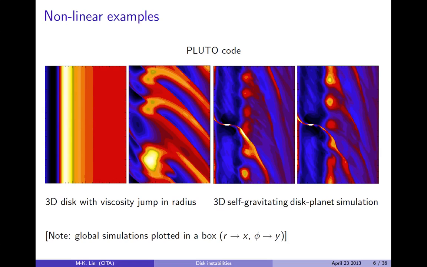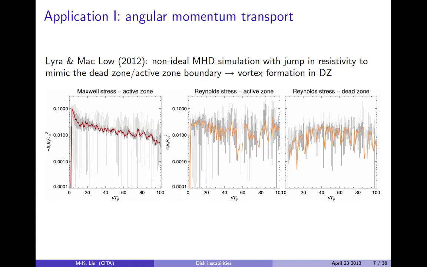Now, as I said, there are two main applications for this vortex instability. The first one is angular momentum transport. These are simulations done by Vladimir Lira. He did a non-ideal MHD simulation where he imposed a jump in the resistivity profile. So in the inner disk, it's MRI active, and in the outer disk it's MRI inactive. The outer region is meant to represent the dead zone.